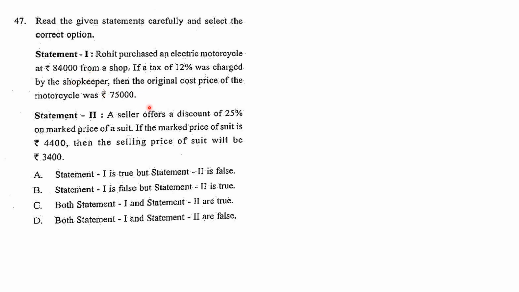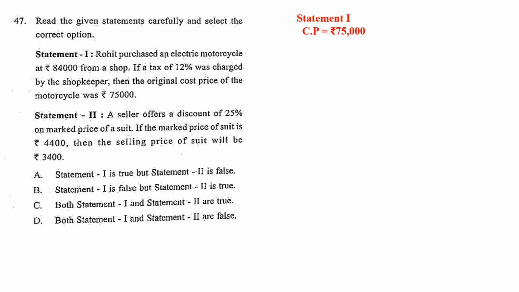Okay, so there is another way also. You can assume the cost price to be X, and like that also you can solve. But what I am doing right now, I am taking the cost price as 75,000 rupees, adding 12% tax on it, and then checking whether my sale price is coming as 84,000 rupees or not. Okay, so let's begin solving it. So my cost price is 75,000 rupees, isn't it?